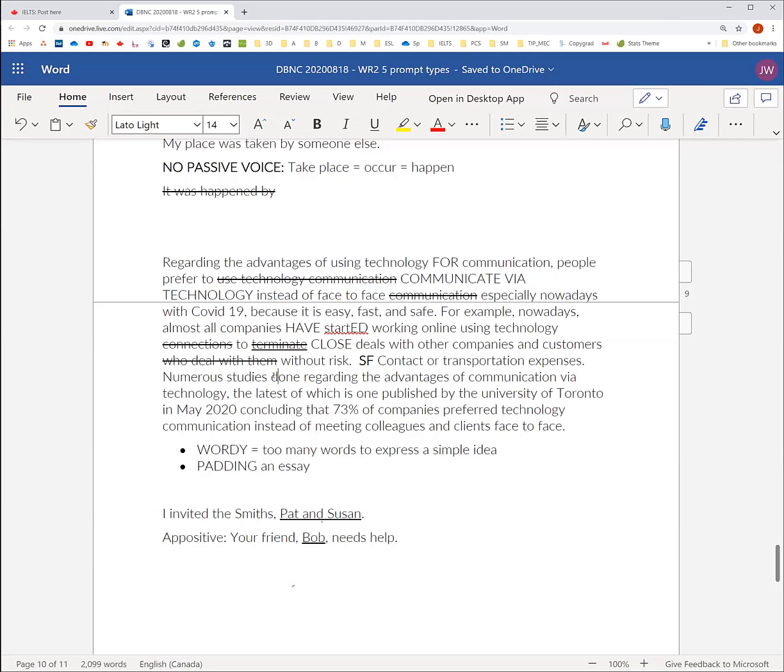This sentence, where is the main verb? I'm trying to figure that out. Numerous study was done. Numerous study were done. Numerous studies were done.